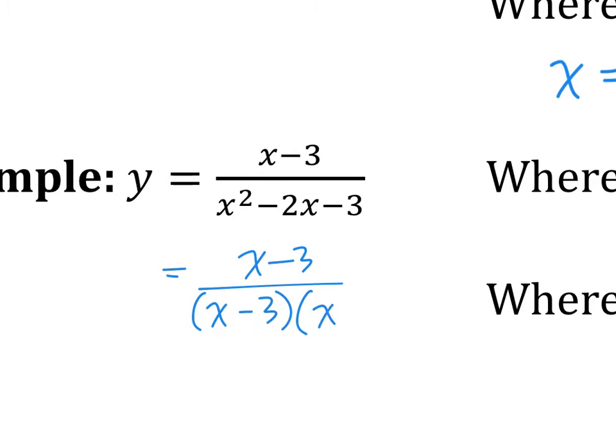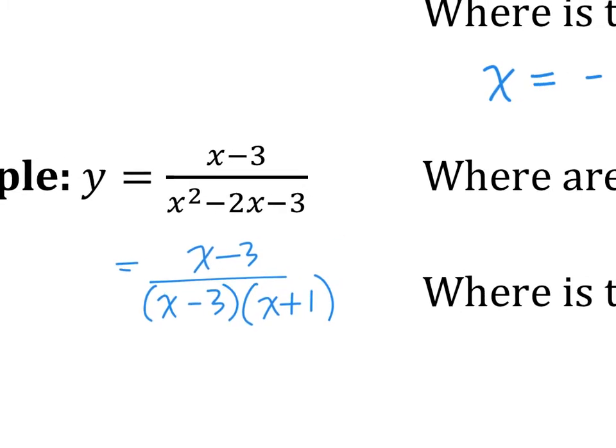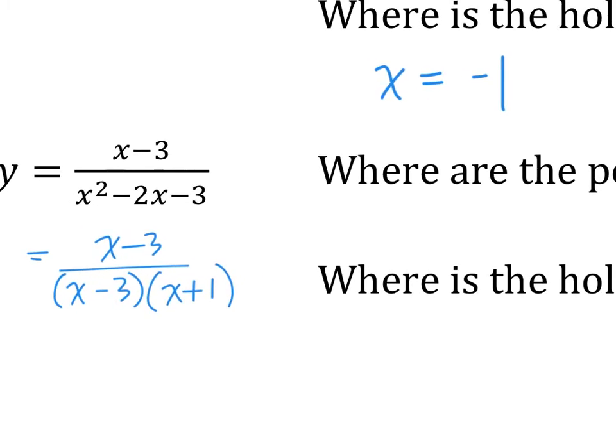Okay. All right, where are the points of discontinuity? 3 and -1. Anything in the denominator, they're all problems. We just need to categorize them. So everything in the denominator is going to cause discontinuity. They're going to cause different discontinuity based on what kind they are.